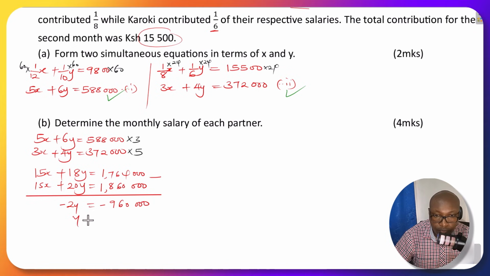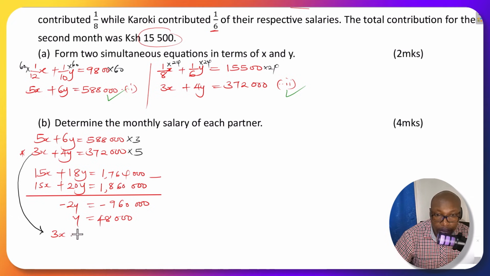So divide both sides by -2, you'll get y to be 48,000. So that is Kcse's salary, that is 48,000. Now to get the value of x, you can simply take one of the equations here. I'll take this equation here, and I will substitute the value of y to be 48,000 to get the value of x. So that is what I'm going to do.